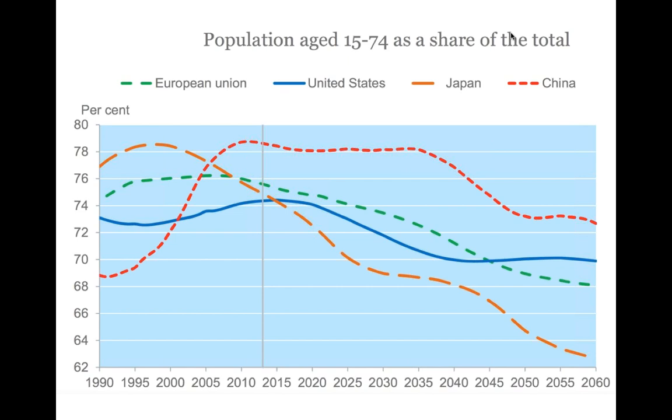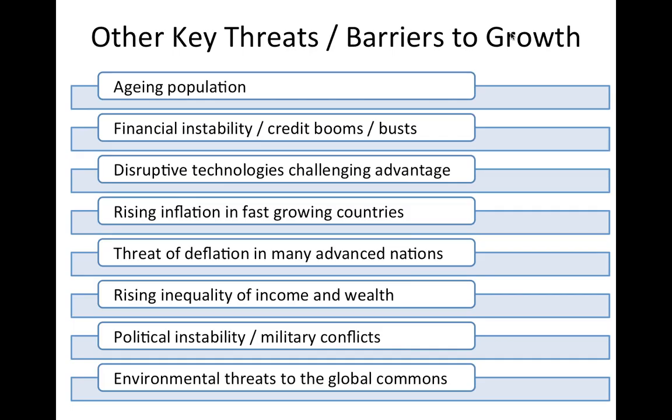So for many countries, an aging population is going to be a significant challenge to their future growth. Second key barrier is instability. We've seen in the last 5, 10, 15 years what financial crises can do to countries such as Greece, and there are many others besides.